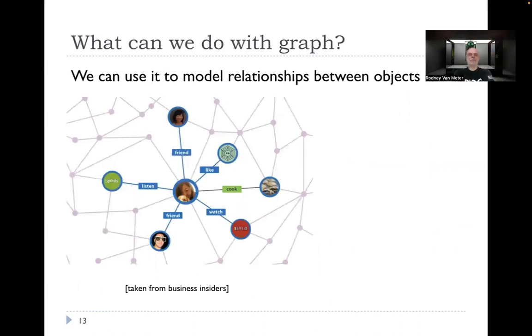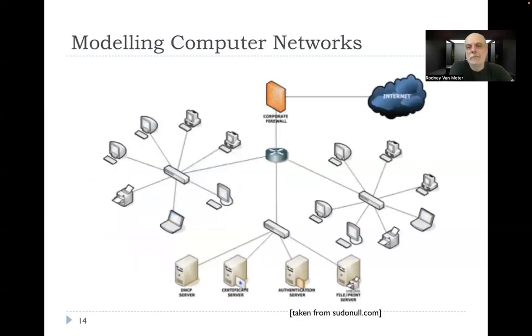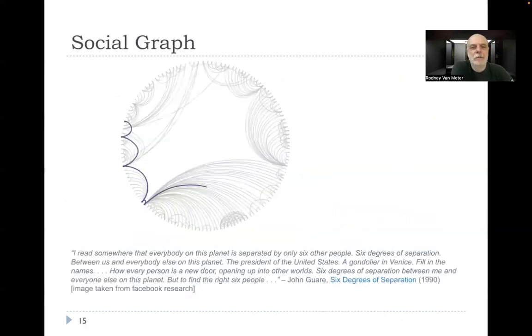So what can we do with these kinds of graphs? Well, we can use them to model the relationships between objects, or people, perhaps. For example, we can use them to model computer networks, but one of the most interesting applications these days is modeling social graphs or social networks, like, say, Facebook or something.